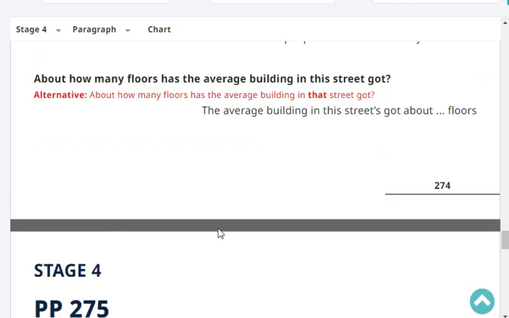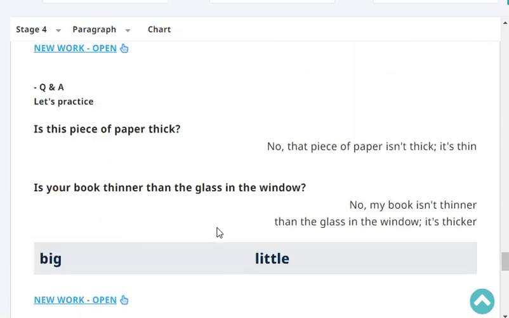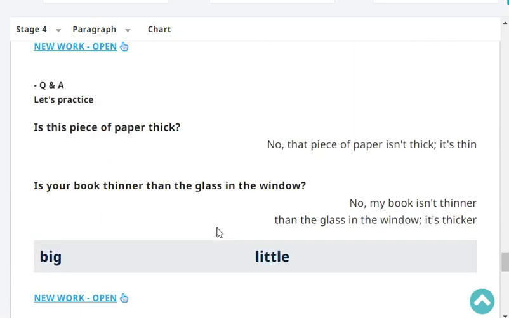About how many floors has the average building in your street got? The average building in my street has about 10 floors? No, four. We have 4 floors. Very good.